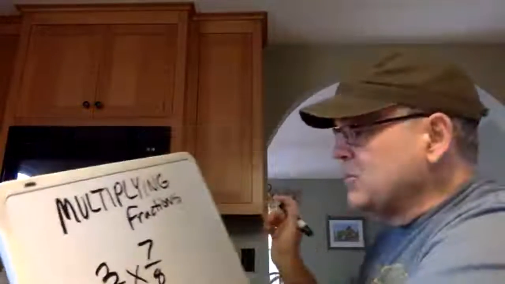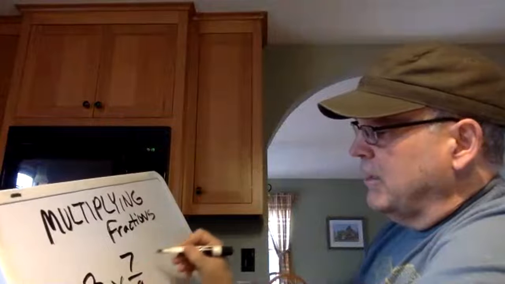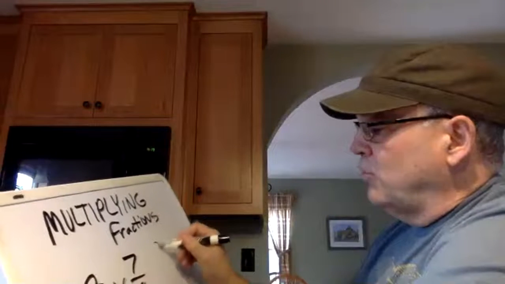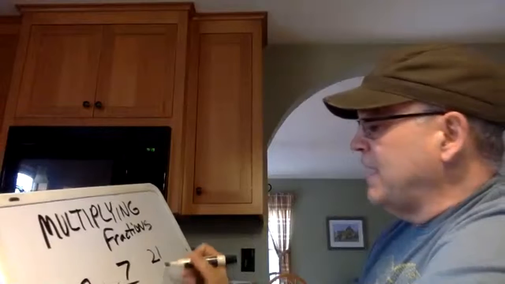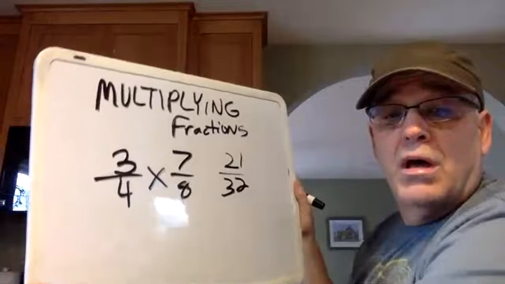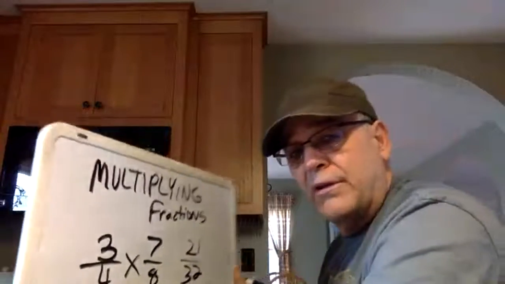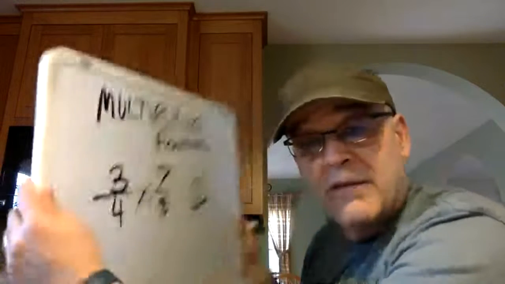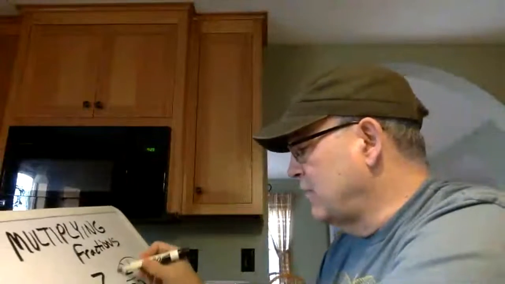So in this case, you just multiply straight across, and 3 times 7 is 21. 4 times 8 is 32. And you end up with 21 over 32. Now, you need to say to yourself after you're done, is there anything that will divide evenly into 21 and 32? And the answer would be no, there is not, other than one. So your final answer is 21 over 32.